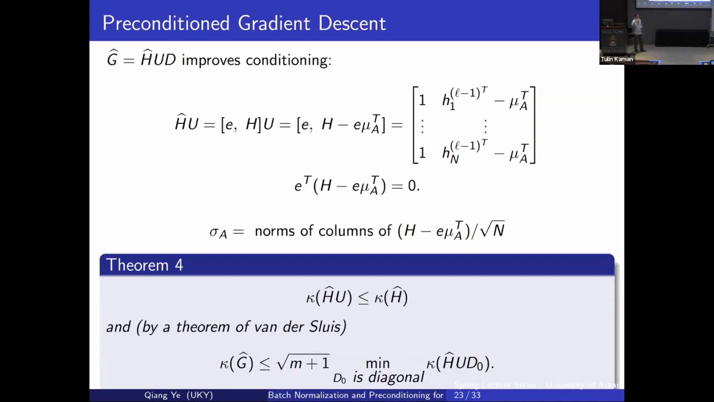You cannot say that normalizing all the columns to have the same norm gives the optimal conditioning, but the condition number is definitely improved, and it's within a small factor of the optimal condition number. That's a theorem of van der Sluis's. So compared with the optimal scaling condition number, times the square root of k plus 1, it's definitely better than that. So that's a transformation that actually improves the conditioning.